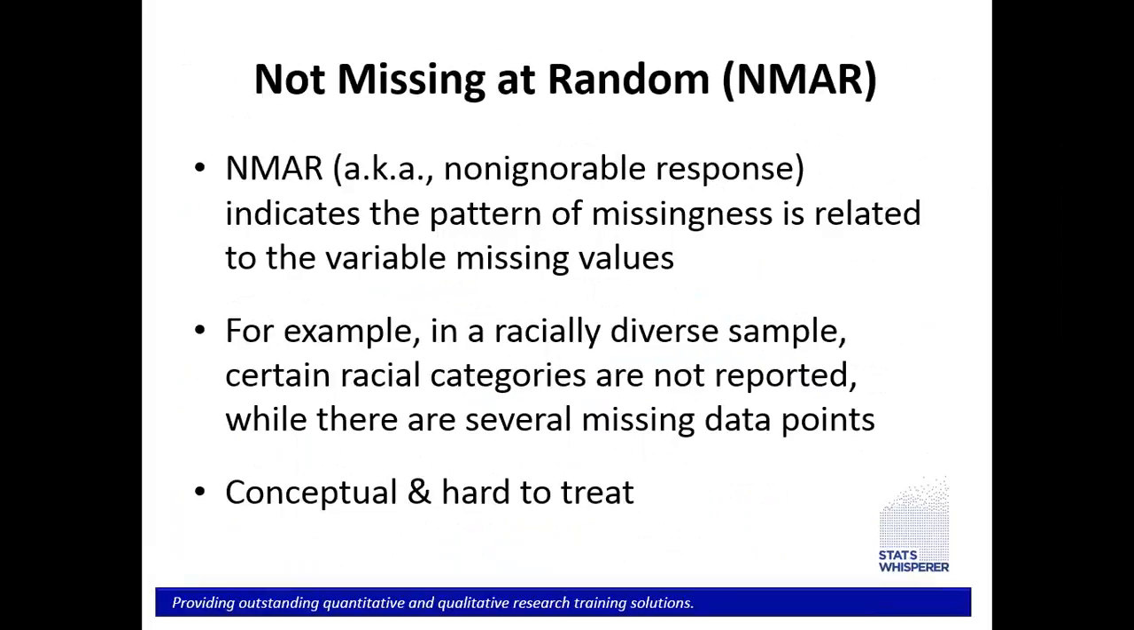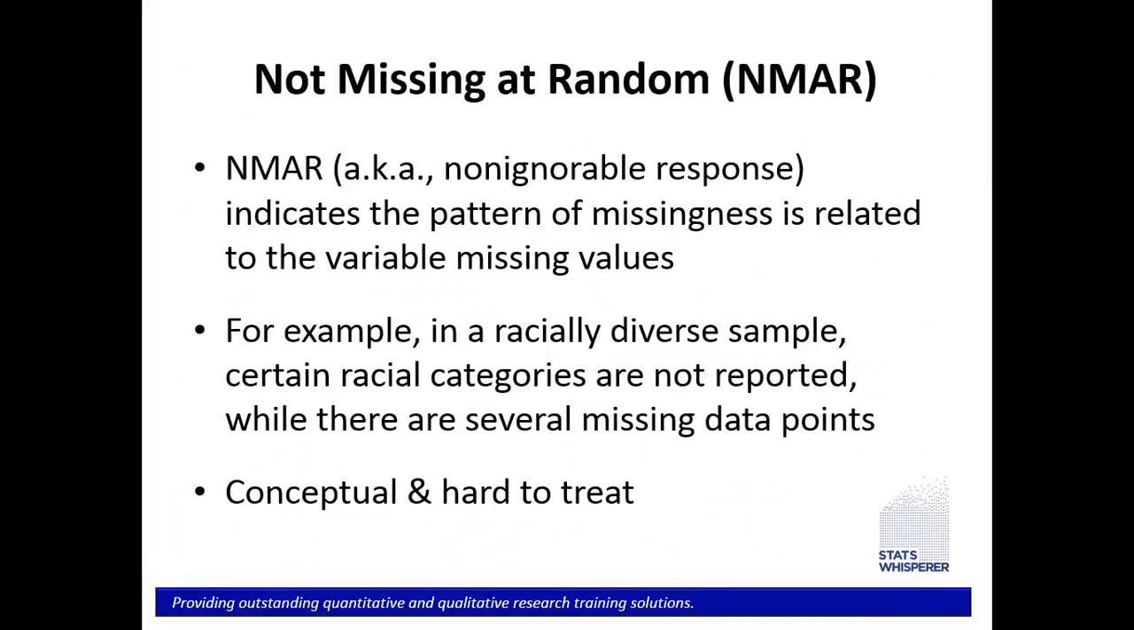Now, what exactly does that mean? Okay, for example, suppose we had a sample and it was racially diverse, and we knew it was racially diverse by recruitment and things of that nature, right? Well, suppose after the data were gathered, certain racial categories were not reported by study participants, right? And there was a bunch of missing data points.